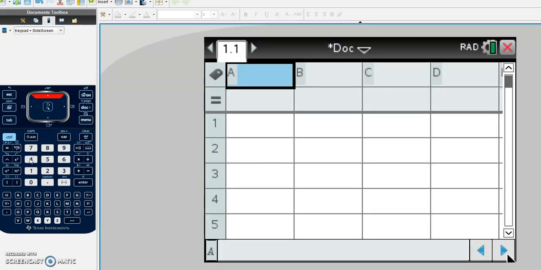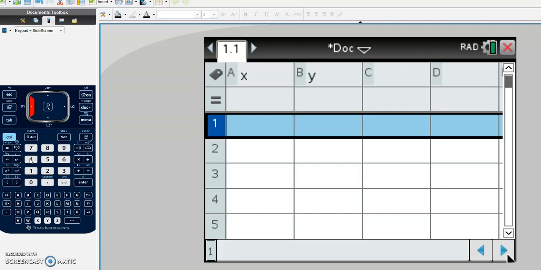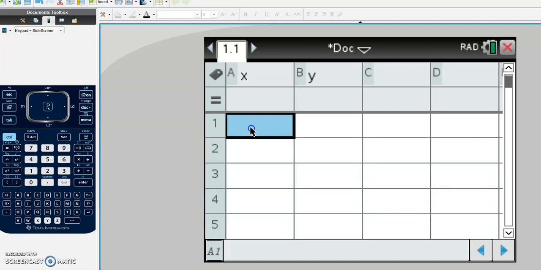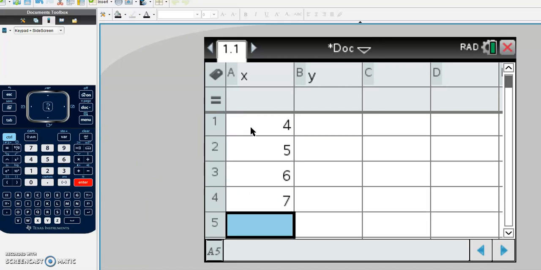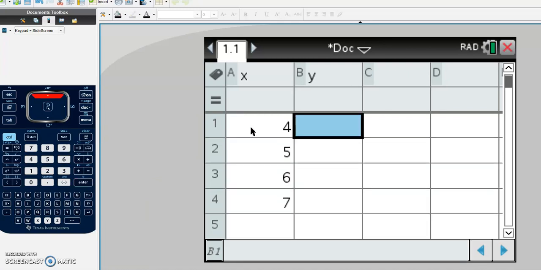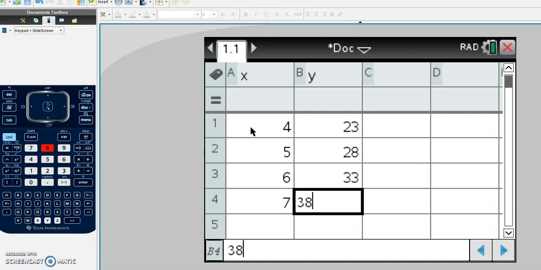And then I'm going to put the x values in A and the y values in B. So let's type those in. So I have 4, 5, 6, and 7 for my x values. For my y values, I have 23, 28, 33, and 38.